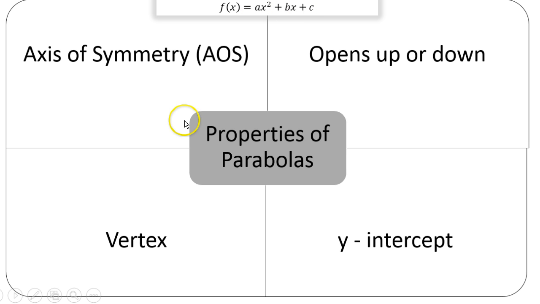So let's start by how we evaluate these properties. We're going to start with whether the parabola opens up or down. This is simply by evaluating a. If a is positive, so you're looking at the first number there, the first coefficient, then it opens up. Obviously, if it's negative, it opens down.